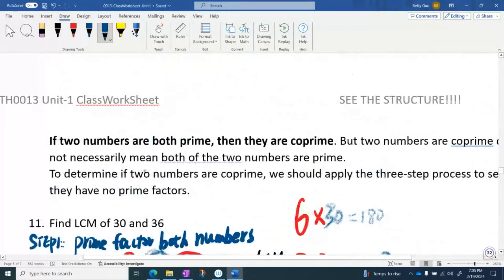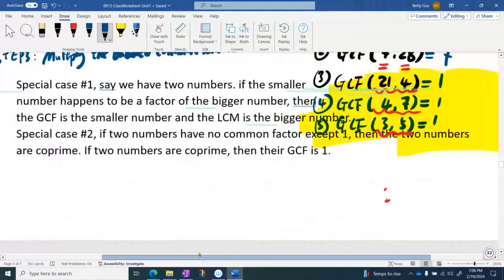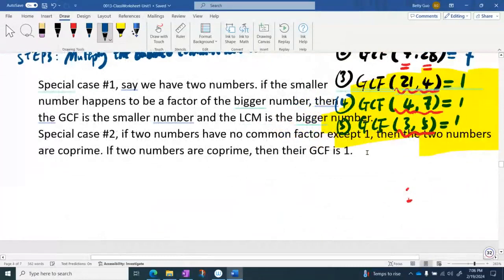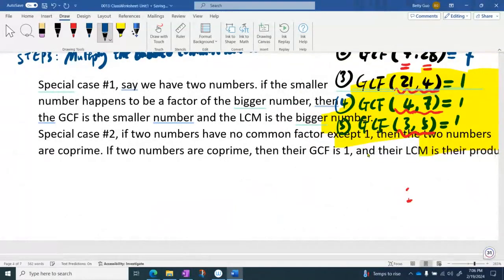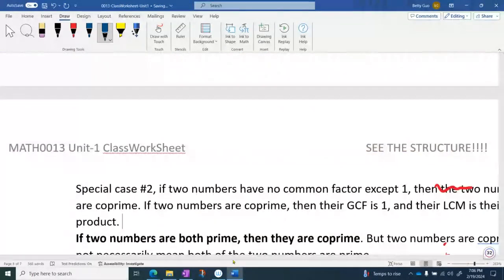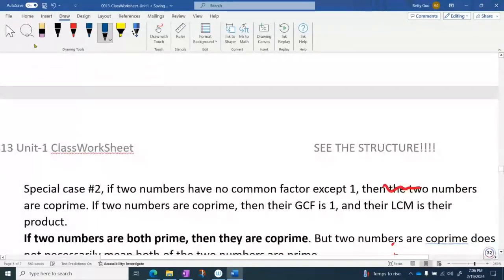So the second special case: if two numbers are co-prime, their GCF is 1, and their LCM is their product. I put them all together. Combine the conclusions together. Let me repeat the conclusions. Very, very important, all right?